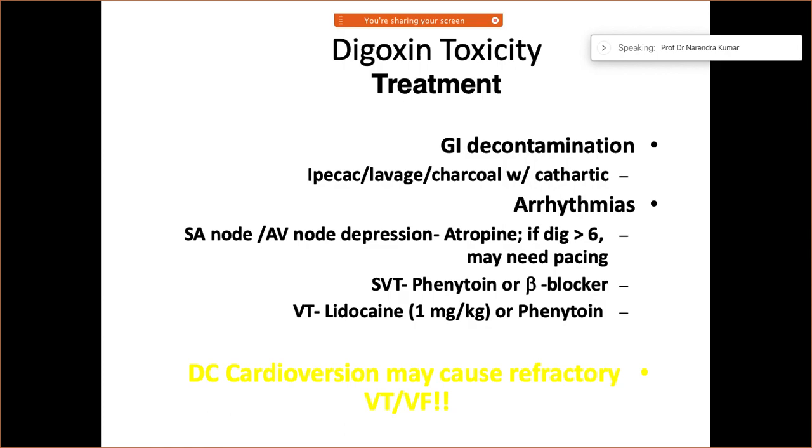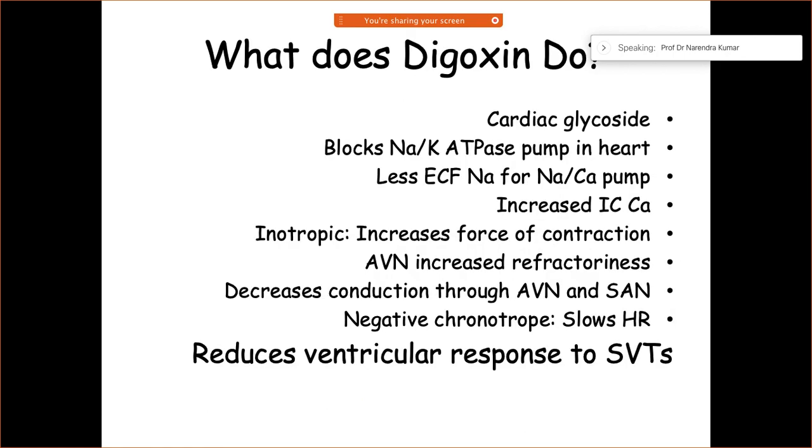And always remember this, don't cardiovert the patient with digoxin toxicity. Otherwise, the DC cardioversion may cause refractory VT or VF. So this is a very dangerous situation. What may happen due to this?